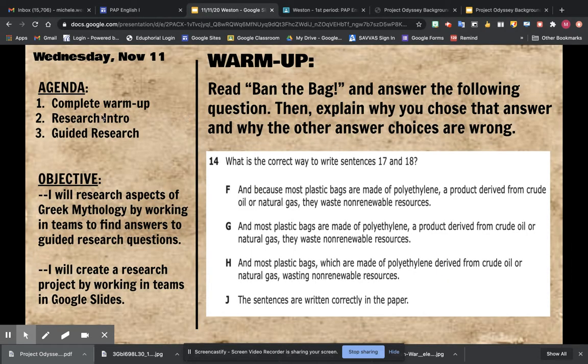Today we're going to be starting our research information on the background information to the Odyssey. First, before we get started on that, I need you to go back to Google Classroom, go to the Google form. Make sure you've read over the Ban the Bag article, and you're going to answer these editing and revising questions. Make sure you're looking at how to correctly write sentences 17 and 18. So you're going to combine these two sentences together. So go ahead and pause the video and complete your warm-up on your Google form in Google Classroom.